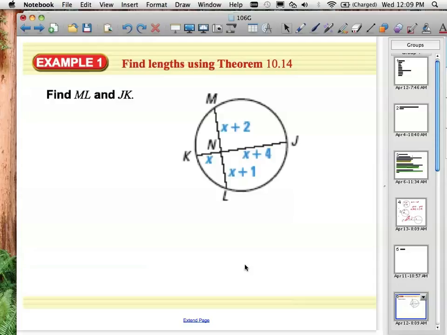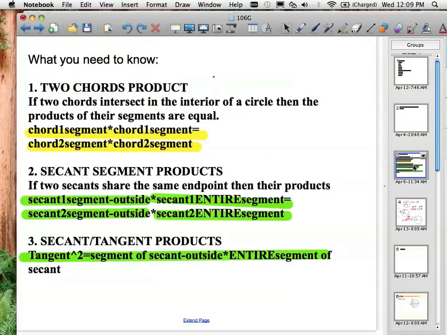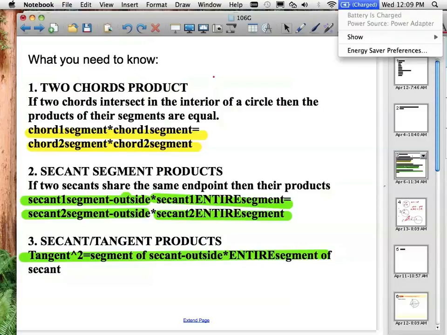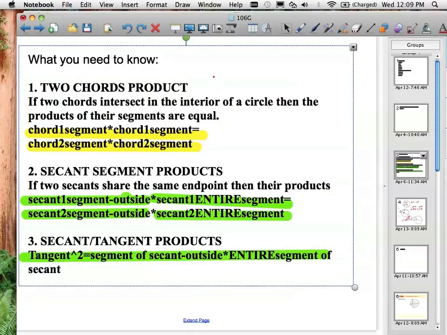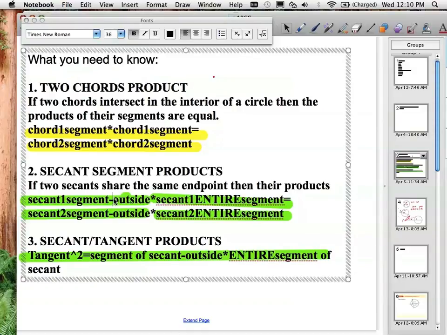Pause real quick. This brings up a great point. I did not mean to say minus, I meant a hyphen. So should I put that in parentheses maybe? Yes, parentheses. Okay, this is good. Don't put it in brackets? I'm just going to write secant segment outside, all one word: outside segment.